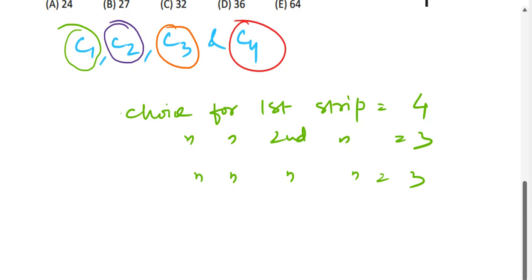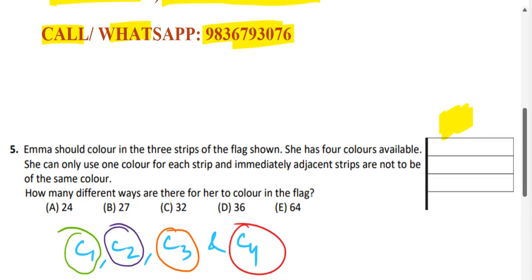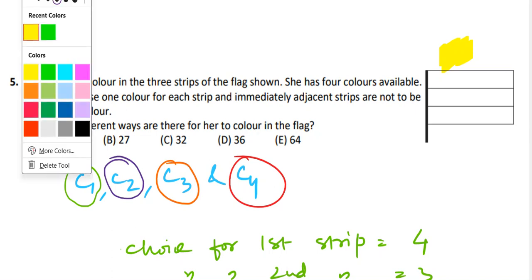So the total number of ways to color the flag can be calculated by multiplying the number of choices in each strip: first strip times second strip times third strip. So what will be the result? 4 times 3 times 3, so total 36 ways. Which answer is correct? Here the correct answer is option D.